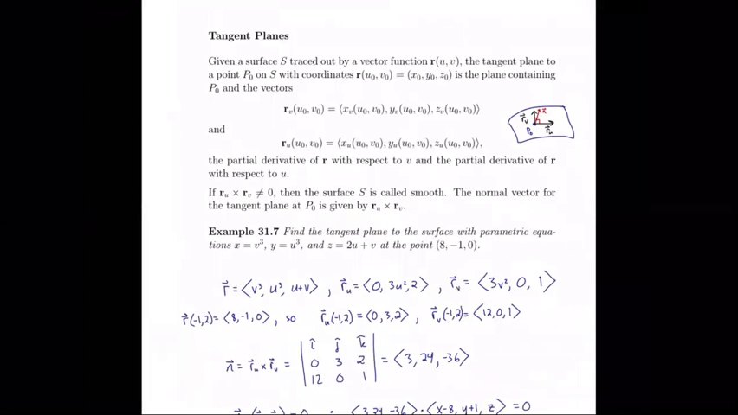So long as that normal vector is non-zero, that cross product is non-zero, then we'll call S smooth, and we'll always be able to find a tangent plane to that surface S.